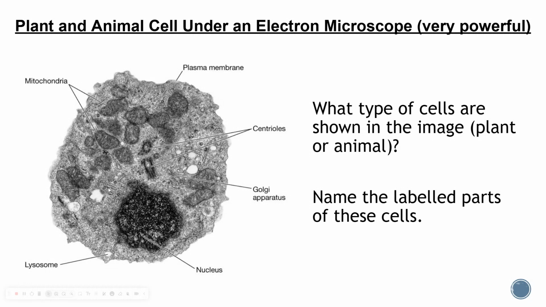Now, we won't be able to see this many organelles under the microscope that we have because we don't have electron microscopes. We have compound light microscopes. We can probably see things like the nucleus, for example, but not much more than that.